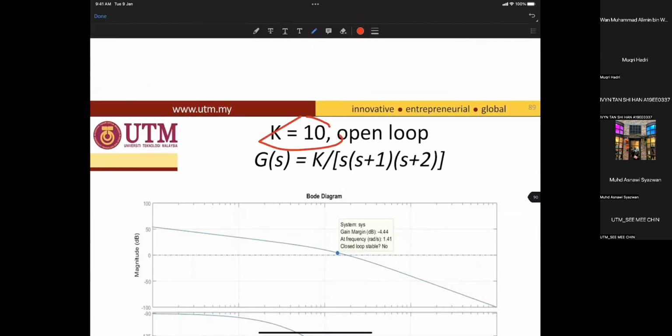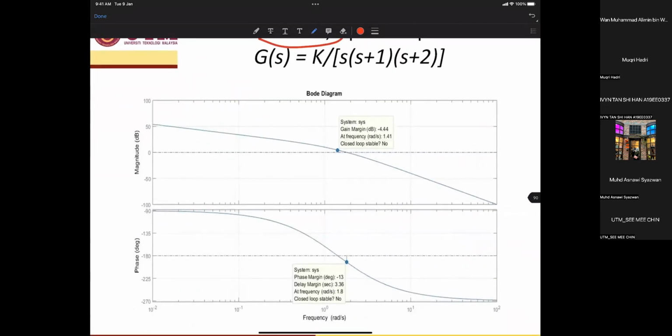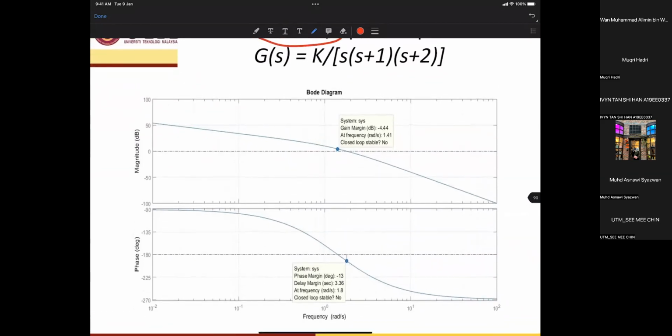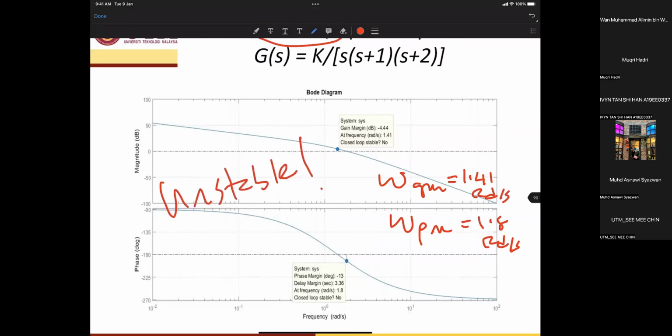K equal to 10. So K equal to 1 is stable. Then K equal to 10. Your observation, Mukri. First is what is the omega GM? Omega GM is 1.41 radian per second. Omega PM is 1.8 radian per second. So your observation of the system stability status? Stable. Sorry, unstable. Okay.